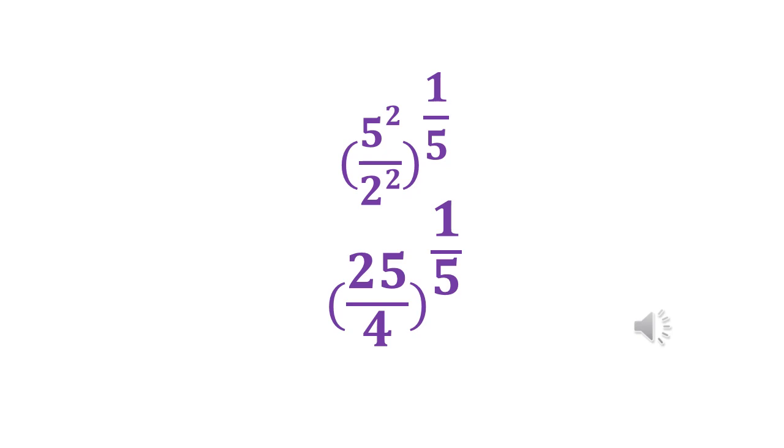Now we can simplify the 5 squared further. That will give us 5 times 5, and that is 25. And then 2 squared further will give us 2 times 2, and that is 4. So we now have (25 over 4) in brackets all raised to power 1 over 5.